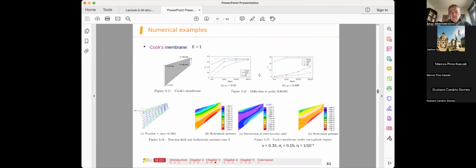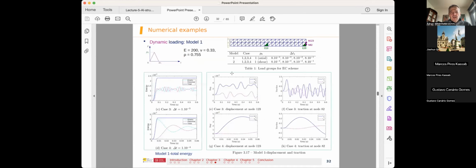This is Cook's membrane problem, another reference type of result where you converge very quickly, and this guy certainly doesn't converge as well. Now, in dynamics, what we are doing is this energy conserving, energy decaying scheme, basically, that can conserve energy as we go along. Once you finish applying the impulse, then you simply can conserve energy.